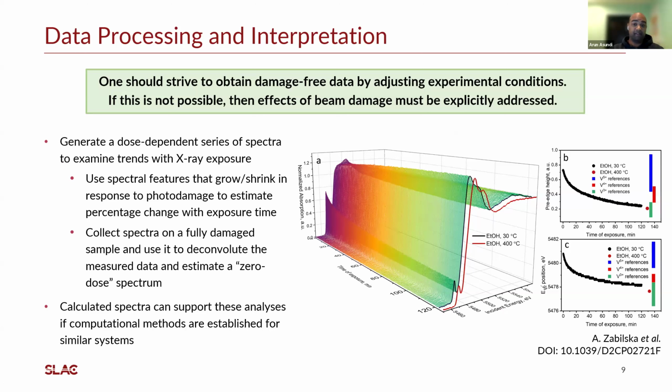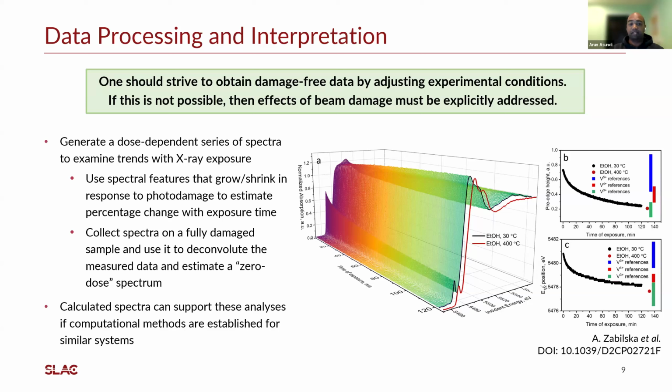If the user has taken the appropriate steps to mitigate beam damage and it was still not possible to fully eliminate it, then the effects of beam damage on the sample must be explicitly addressed in their data processing. The user should collect a dose-dependent series of spectra and look at features whose energy and intensity change to estimate the extent of photo damage.